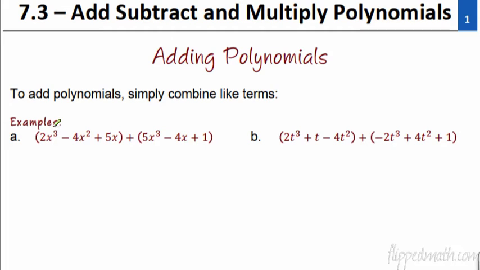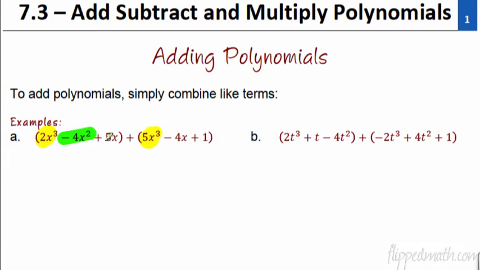We're going to go through and look here. We have 2x to the third power. Remember, we're always looking at the exponent. So we have 2x to the third and 5x to the third. We can add those together. What else can we combine? Well, we have negative 4x squared, and as we get over to the other polynomial, there's no squared term. There's no term that has a squared on x, so we can't add that to any of these other terms. So we're just going to leave that one.